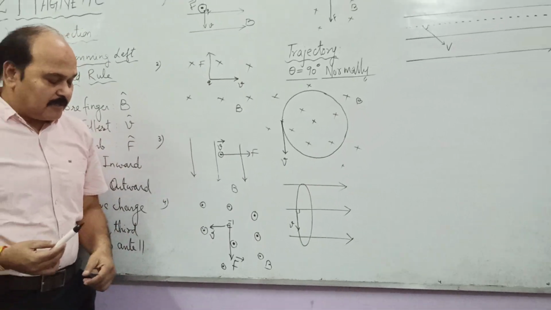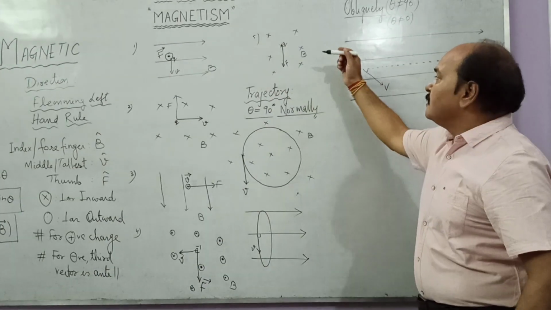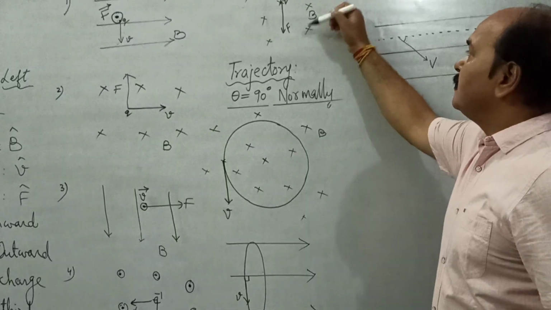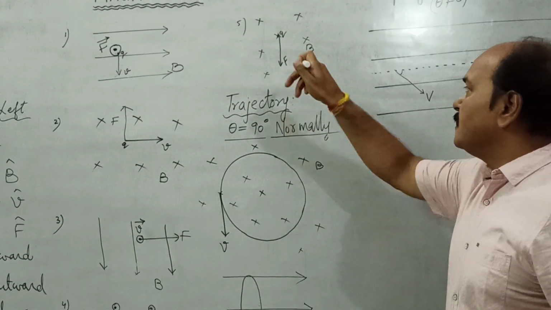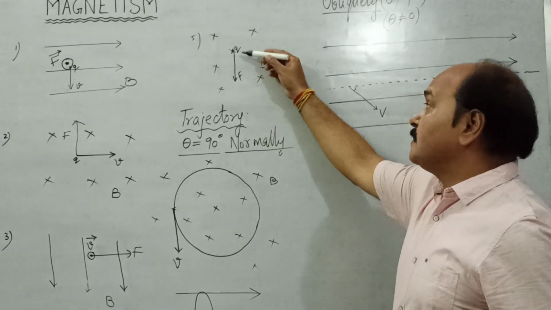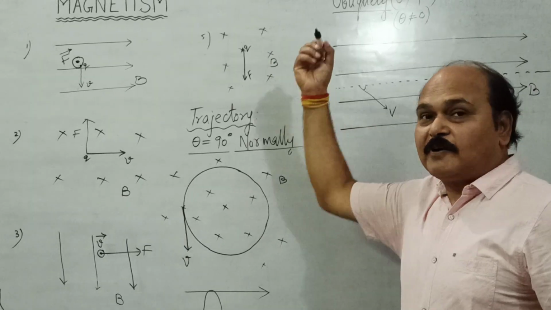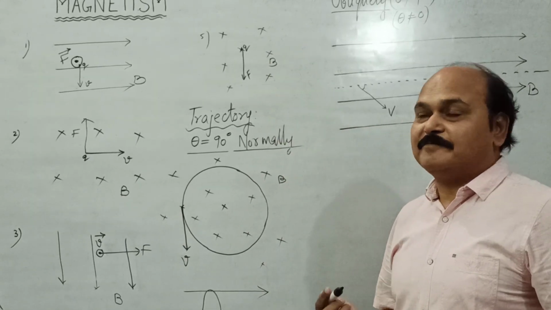Let us work out the last example of the day. And in the last example, what do we have? We have a magnetic field cross, that is perpendicular into the plane of the board. And the force acting on the positive charged particle is in this direction. Now let us find out the direction of velocity.